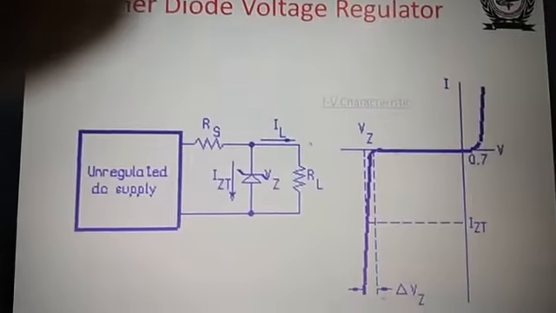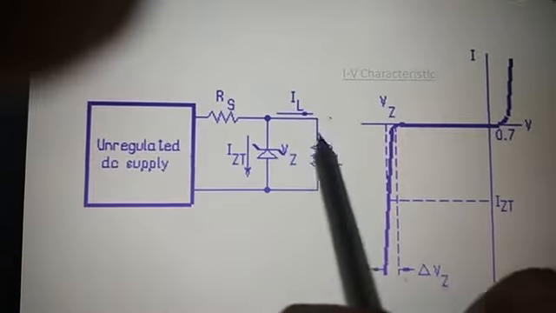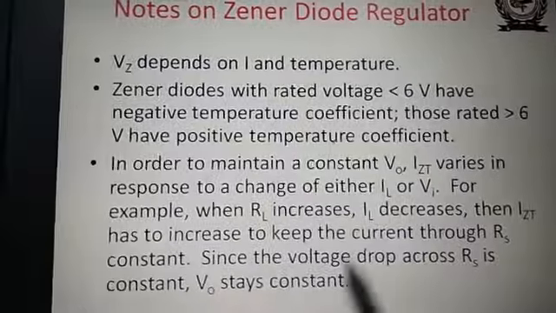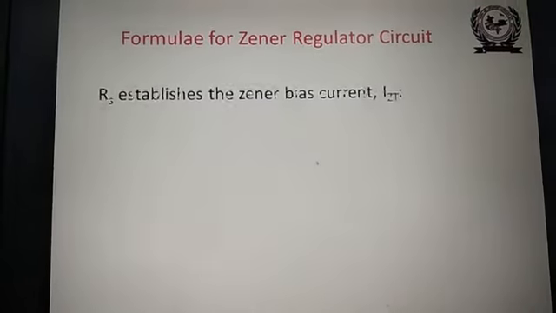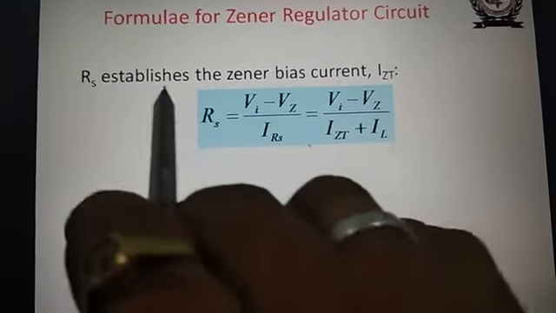You can see one more diagram. Voltage across this RS is constant, this will keep the output constant. So this is the function of the Zener diode regulator. And now these are some formulae on the Zener diode regulator.